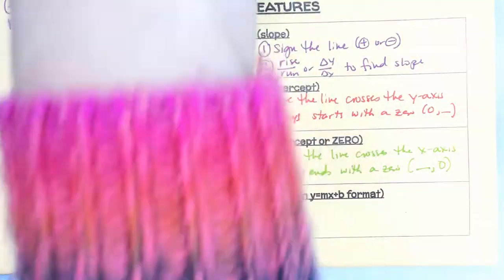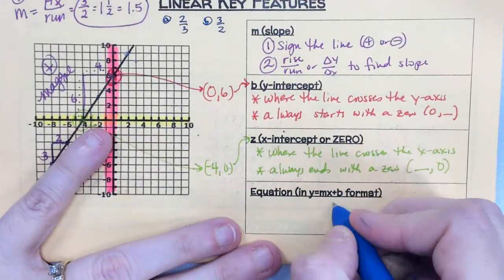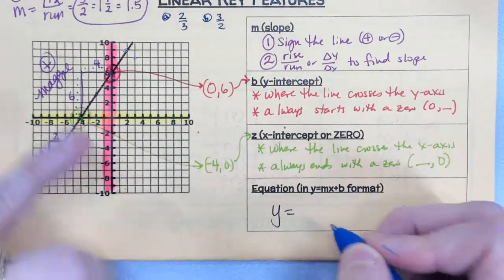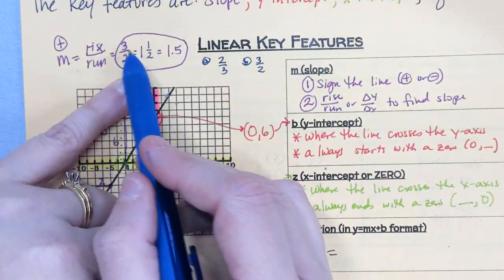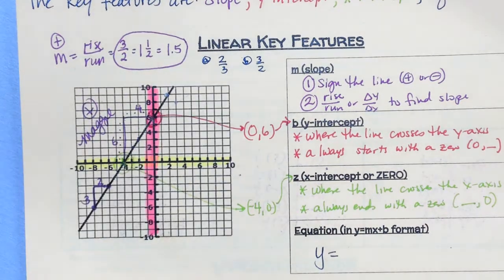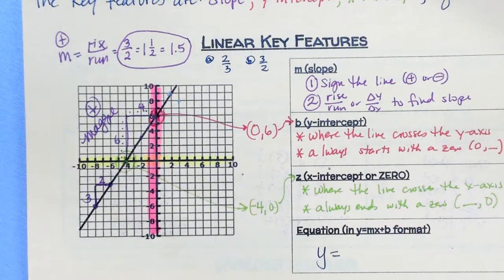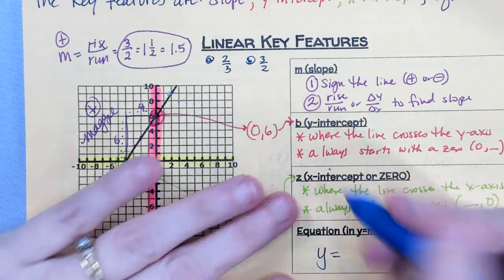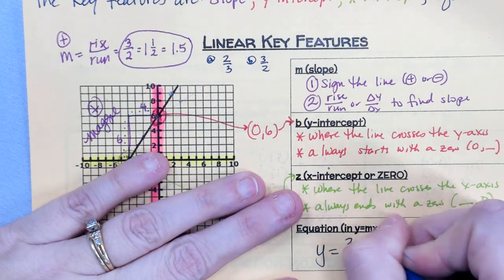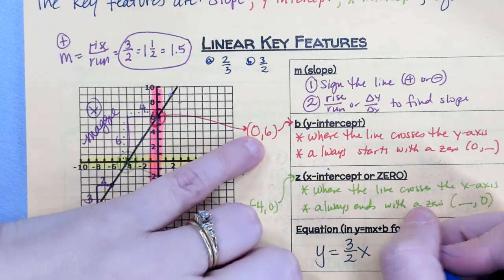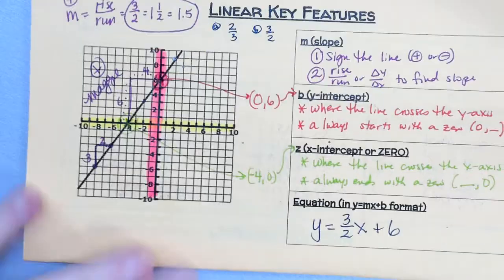Okay. Last thing is the equation. All right. So it's y equals mx plus b format. Well, y equals m. Now notice 3/2, 1.5, 1.5. They're all equivalent. It's okay whichever one you pick. I usually leave it as a fraction, but it's not wrong if you do something else. So I'm going to say y equals 3/2 x, and my y-intercept is plus 6.